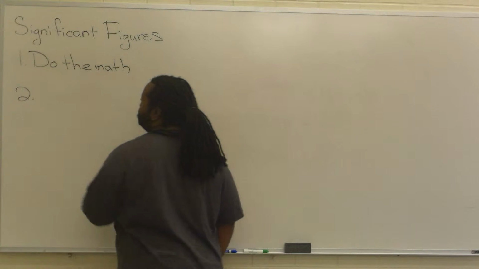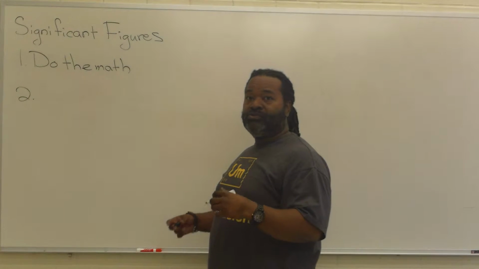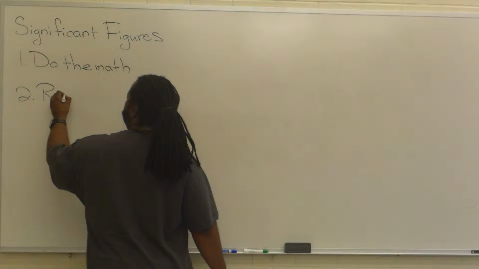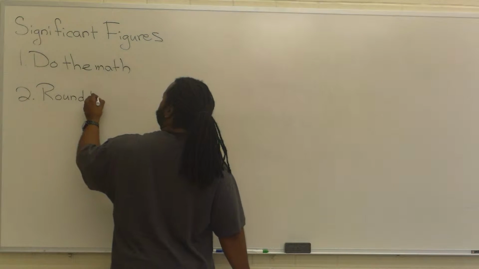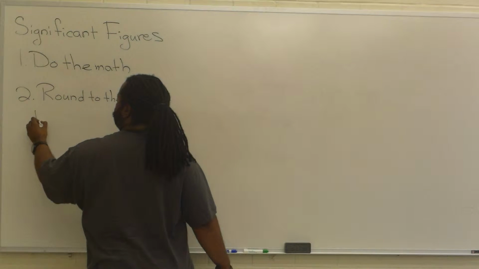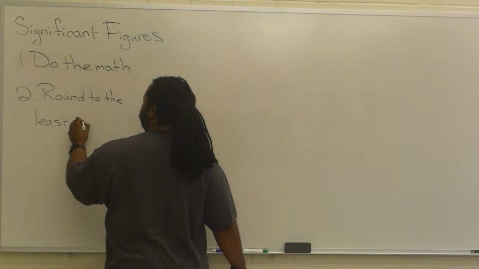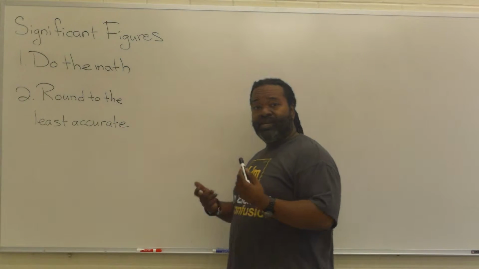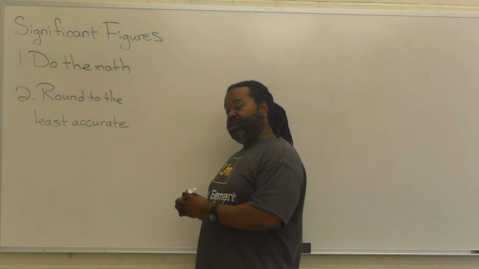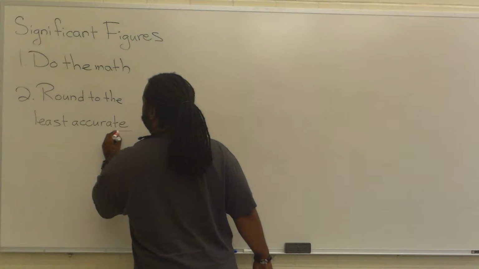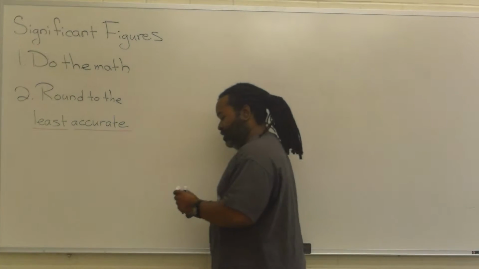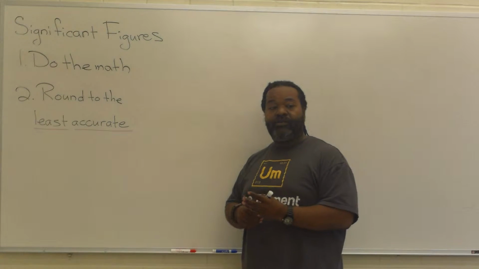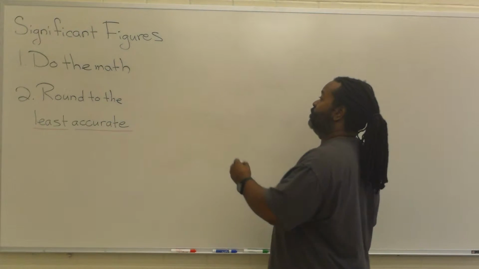The second rule is going to require you to use rounding and your knowledge of significant figures. So you will round to the least accurate. And so by being able to tell what number has the fewest sig figs, which one is the least accurate, that is what will help you figure out the appropriate number of spaces to round off to. So let's start with something straightforward.